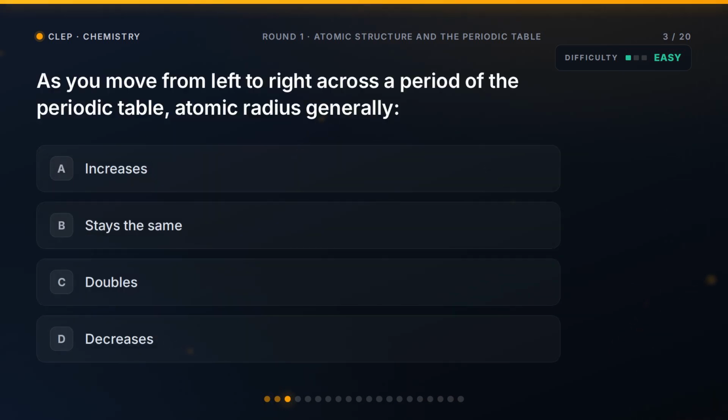Question 3. As you move from left to right across a period of the periodic table, atomic radius generally A. increases. B. Stays the same. C. Doubles. D. Decreases.